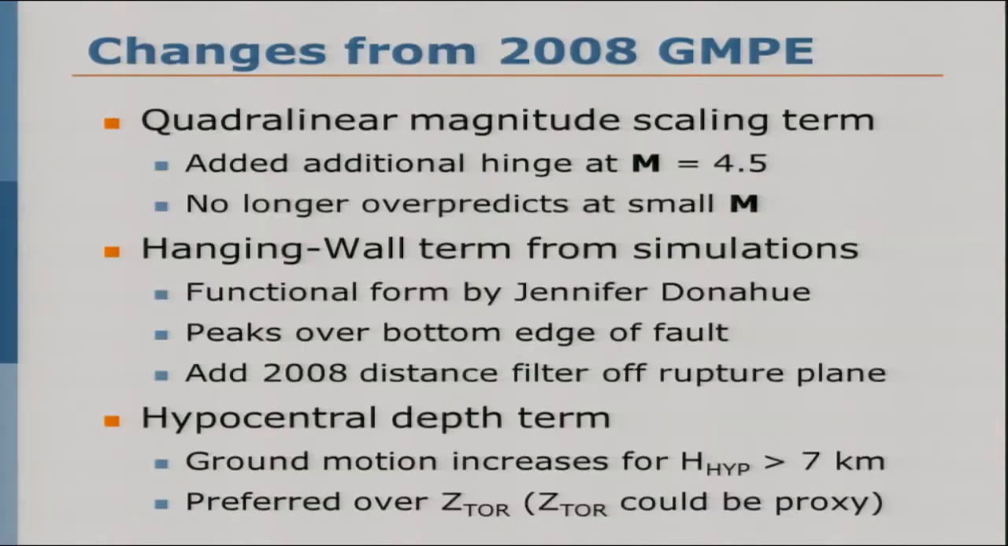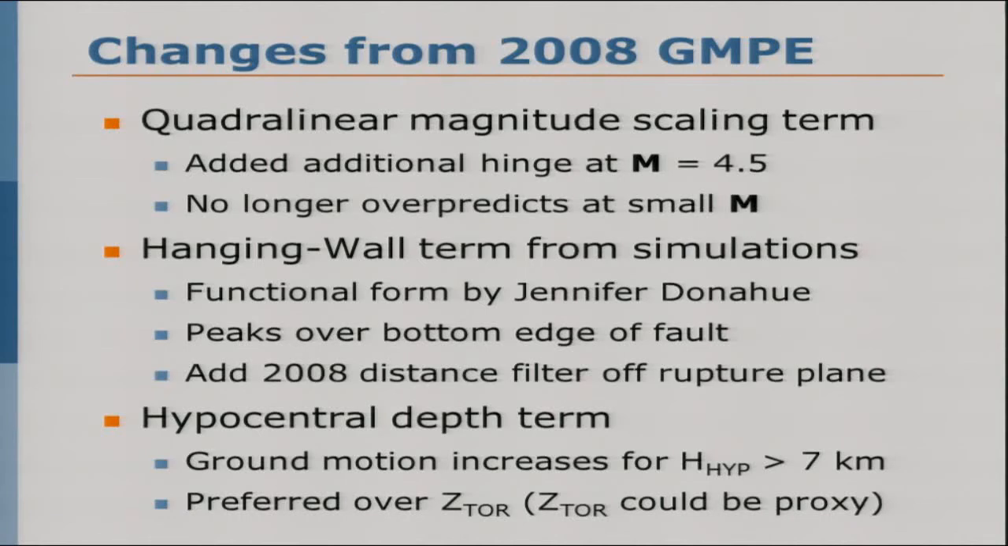I'm not going to show you our equation. It's been published. It's been out there for 4 or 5 years, so I'm going to assume everyone is familiar with our model. I'm just going to explain the changes. And one of the changes required because of the small magnitude data was that we had a trilinear magnitude scaling term, with hinges at 5.5 and 6.5.